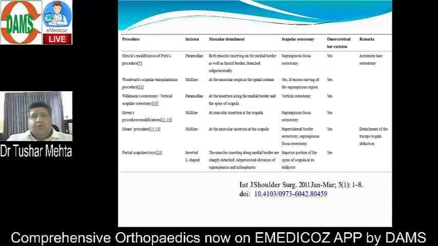But you should know the steps of the modified Woodward procedure, and if at all you get a short note on Sprengel's deformity, you should mention modified Woodward in a bit of detail. I think that will complete the topic.